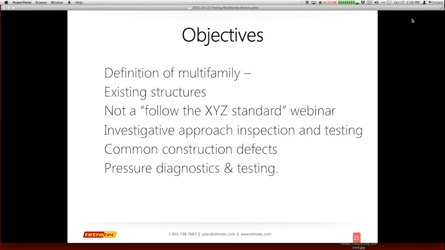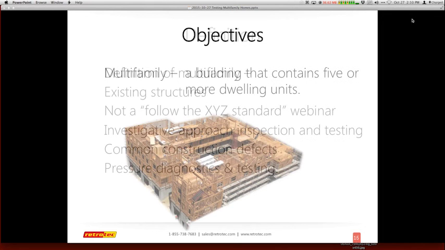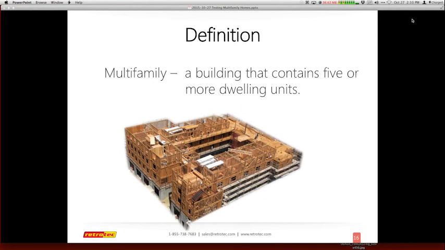So we kind of have what's considered a definition or an undefinition of multifamily. It's mostly all about existing structures, although you can apply this to new compliances also. I'm not going to be digging into how to follow any specific standard. It's more of an investigative approach or compartmentalization, which is how to isolate a single unit from other units. Common construction defects or diagnostic testing. What all can you actually do in a multi-story structure with even just a gauge can be very beneficial, determining a lot about what's happening.